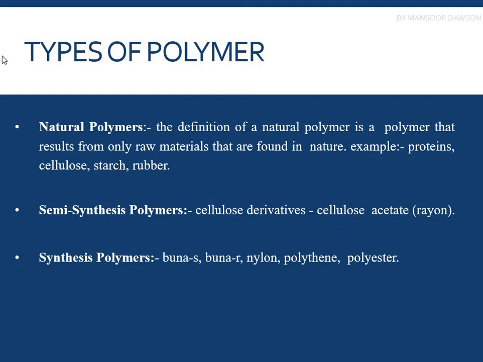So there are certain types of polymers. One is the natural polymer, the other one is the semi-synthetic polymer, and the synthetic polymer. In the natural polymer, the polymers are made up of natural material, for example protein, which is made up of amino acids. Then we have cellulose, starch and rubber. In semi-synthetic polymer, we have cellulose derivatives such as cellulose acetate, which is rayon, and in synthetic polymer we have Buna S, Buna R, nylon, polyethylene, polyester, polystyrene. So we have a lot of synthetic polymers which we use in today's life.